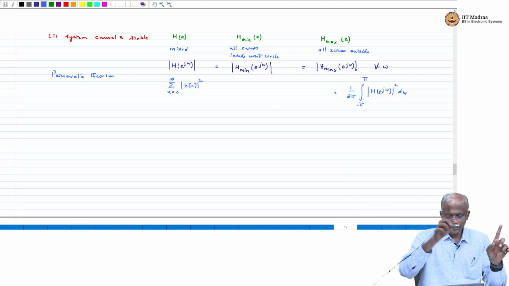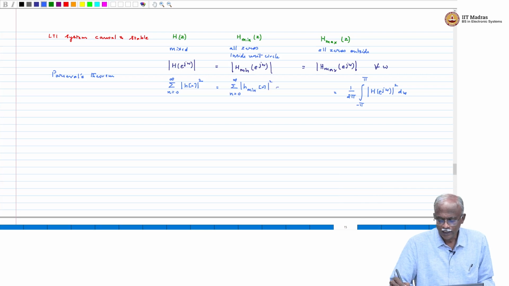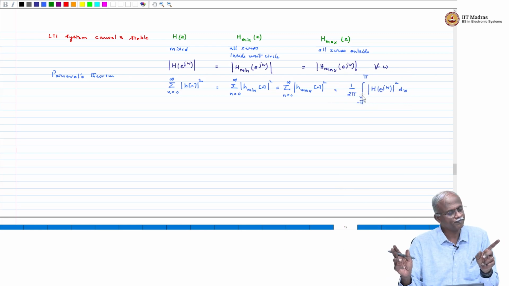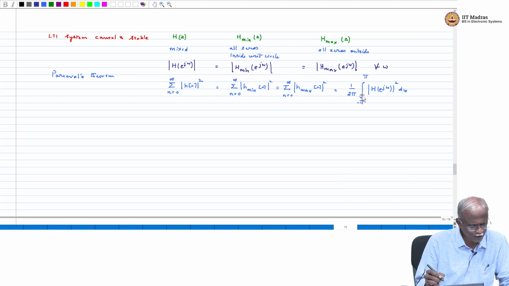But because all the magnitude responses are the same, this is also equal to the summation n equal to 0 through infinity of magnitude of h min of n squared. It's also equal to the summation n equal to 0 through infinity of magnitude of h max of n squared. All three of them are going to be equal to the same right hand side because that's Parseval's relationship. I hope you are comfortable with this particular expression.